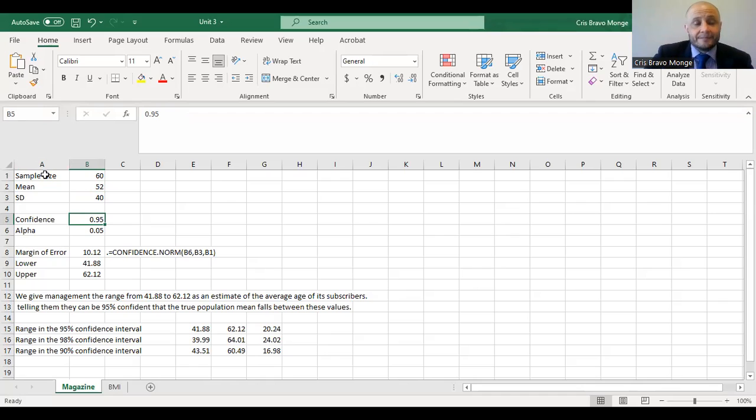Remember that this function, the CONFIDENCE.NORM, asks for the alpha. The alpha is 0.05. Why? Because the level of significance is calculated by 1 minus the confidence level. So 1 minus 0.95 equals 0.05. Let me delete this so we can calculate the next portion, the margin of error that uses this formula here, CONFIDENCE.NORM.